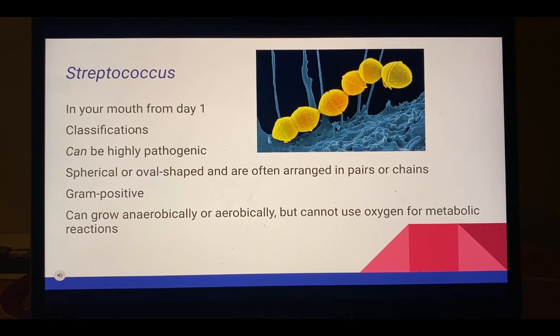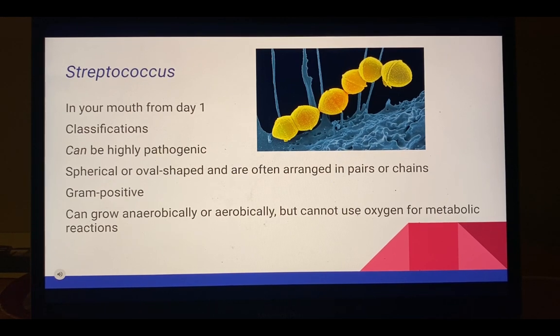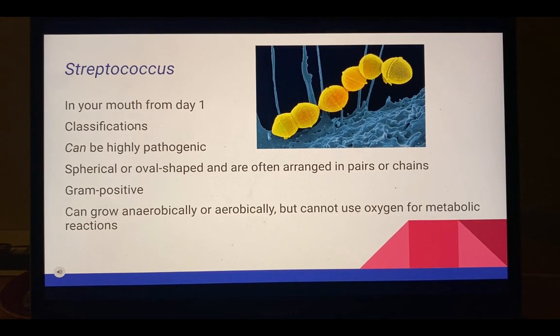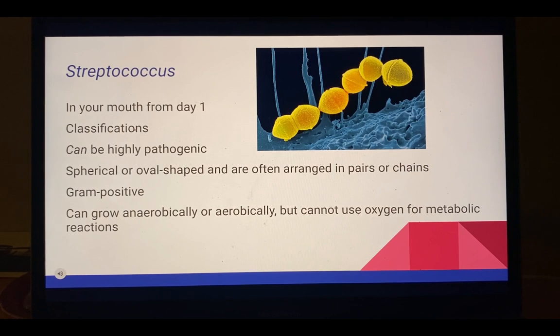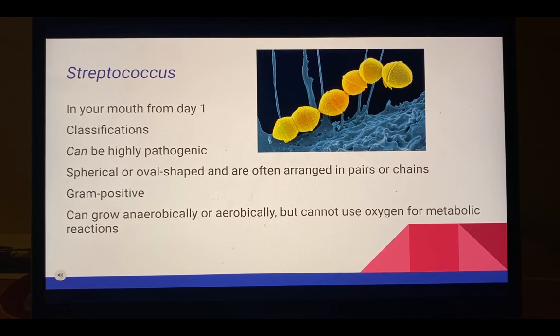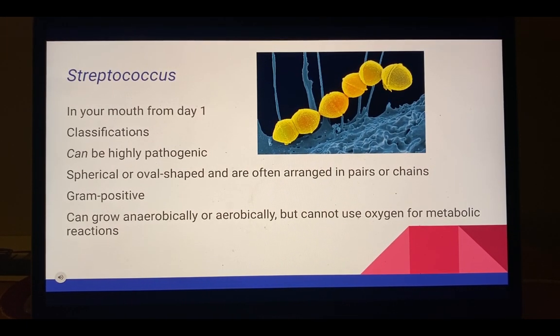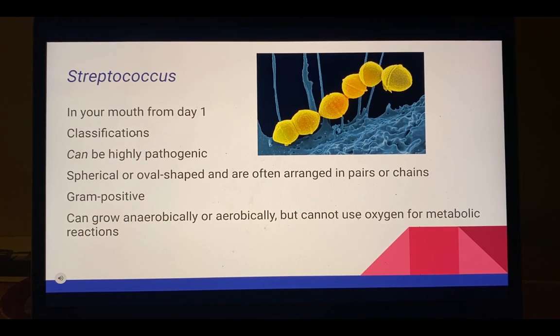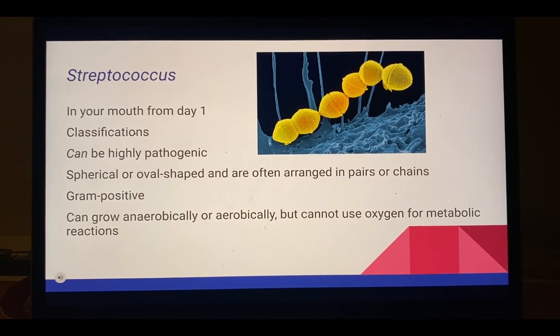Bacteria in the Streptococcus genus are spherical or oval-shaped and are often arranged in pairs or chains. Their cells are gram-positive. Streptococci can grow anaerobically or aerobically, but cannot use oxygen for metabolic reactions. Instead, they use glucose and some other carbohydrates as sources of energy.